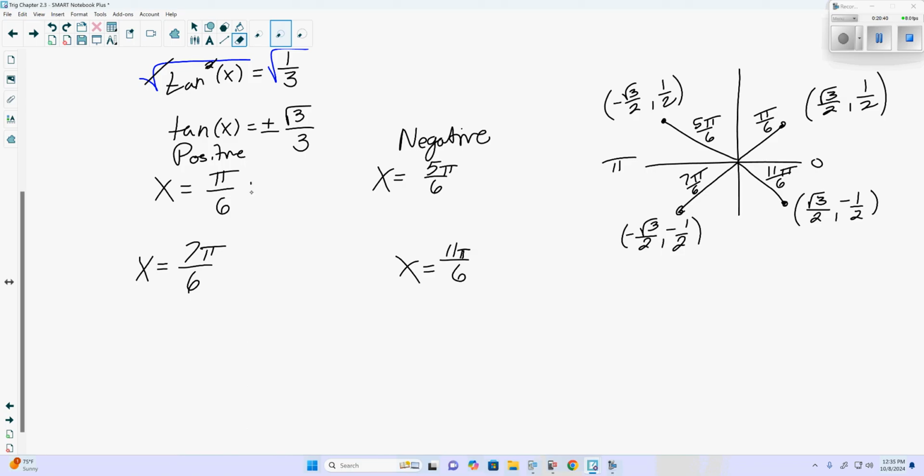So, since it didn't specify, we're going to add pi in to all these terms here, because the period for tangent and cotangent is pi. Questions on this here?